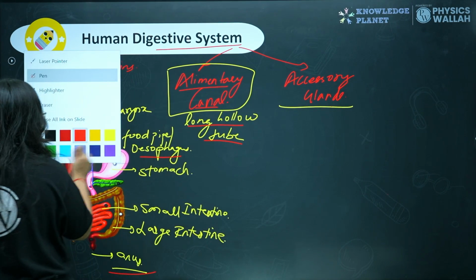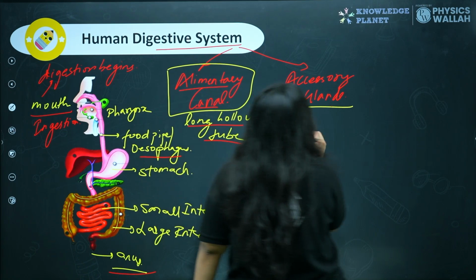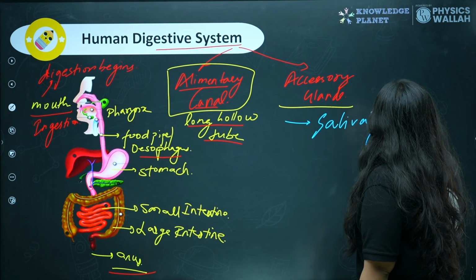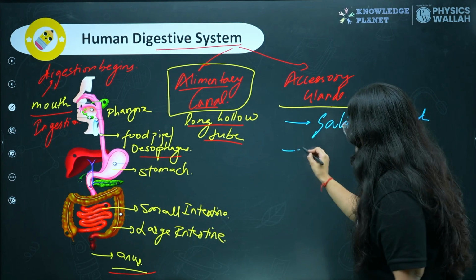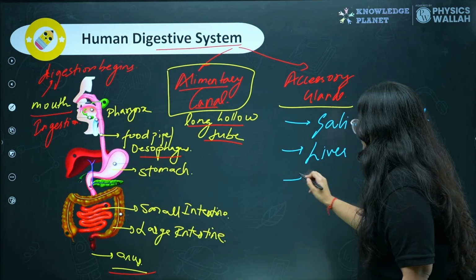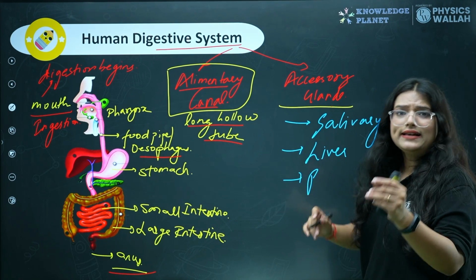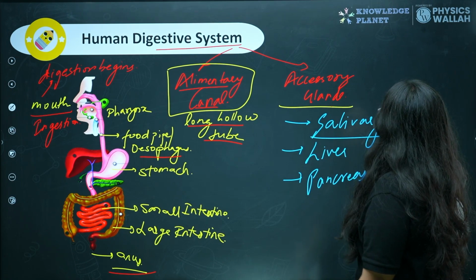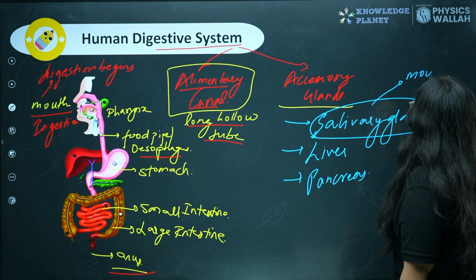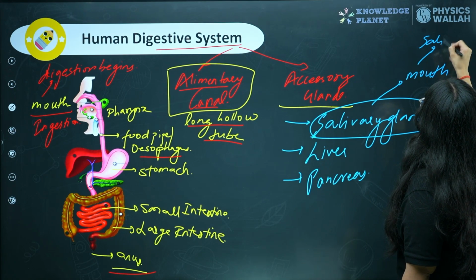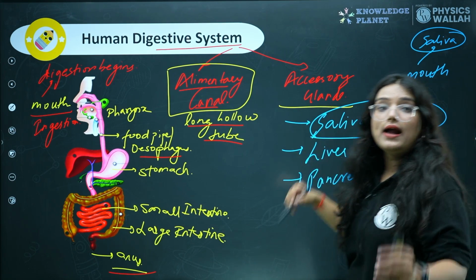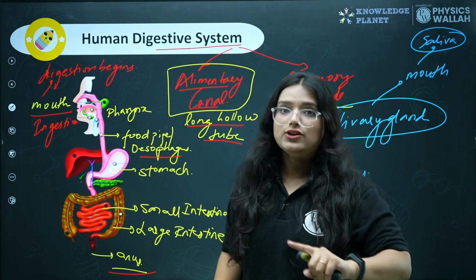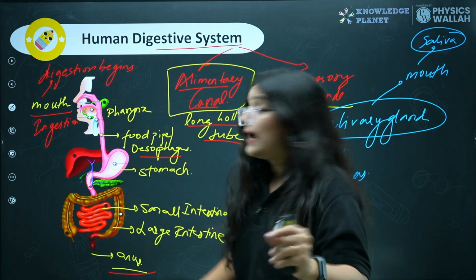Okay, so let's talk about these accessory glands. We have three accessory glands. We have the salivary gland, then the largest gland of our body, the liver, and then we have a leaf-like gland, that is your pancreas. Okay, so you will see that salivary glands are present in the mouth, or in the buccal cavity, and release saliva, and the saliva will help to break down the food, to break down the starch or carbohydrate in the mouth. Thereby, digestion begins in the mouth.